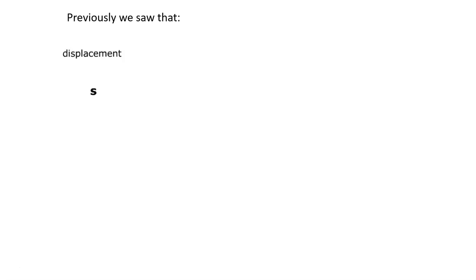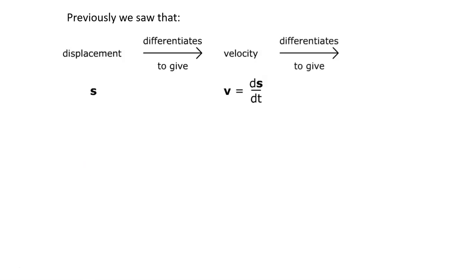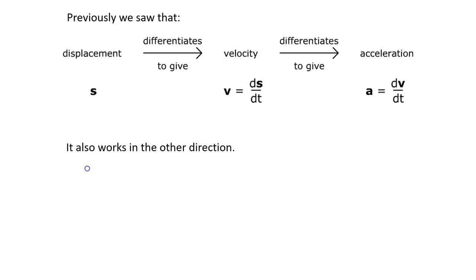Previously, we saw that if we have a function for the displacement of a particle, we can differentiate it to give the velocity, which is the rate of change of displacement with respect to time, and we can differentiate the velocity to get the acceleration, which is the rate of change of velocity with respect to time. We can go in the other direction. If we have the acceleration, we can anti-differentiate it to give the velocity. If we have the velocity, we can anti-differentiate it to get displacement.